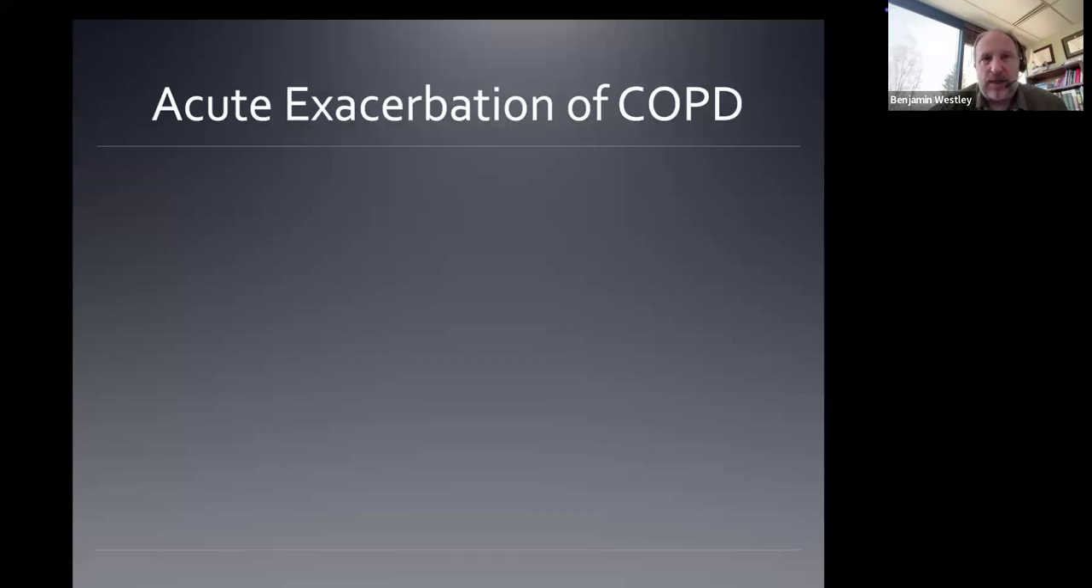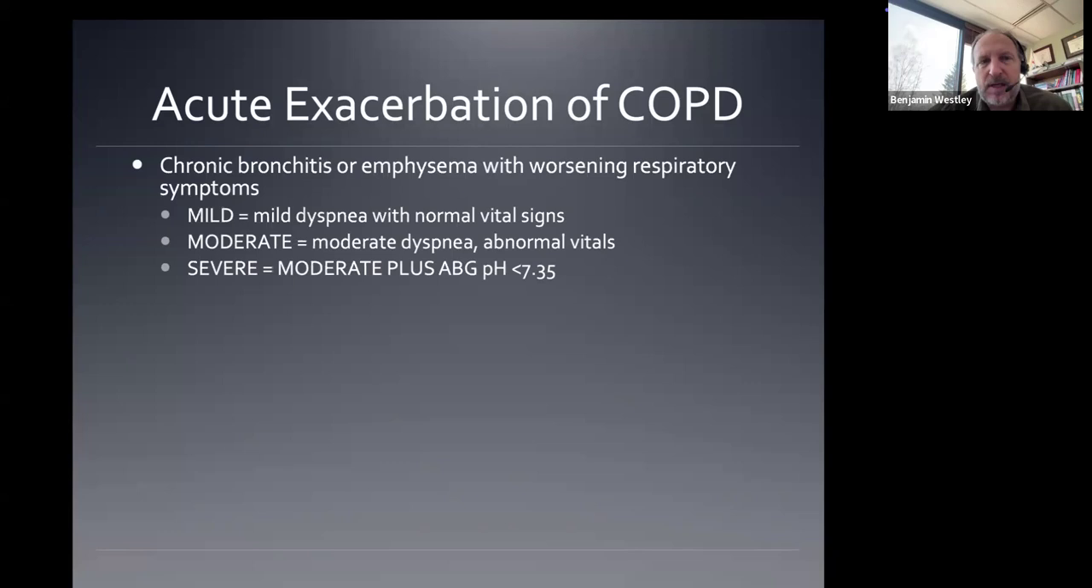So now I want to move on to COPD briefly. Chronic bronchitis or emphysema with worsening respiratory symptoms is what we call colloquially acute exacerbation of COPD or chronic bronchitis. And the categorizations are shown here. So mild just means you're having some dyspnea, but you have normal vital signs. You can be treated as an outpatient. Moderate means you're having shortness of breath, but something's going on with the vital signs, either hypoxia, tachycardia, tachypnea, and those people are typically going to be admitted to the hospital. And then severe would mean that you are acidotic, so your pH is less than 7.35. You may be going to the ICU. You may be getting rescue non-invasive or invasive ventilation.